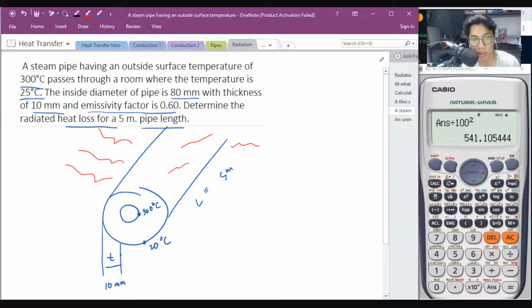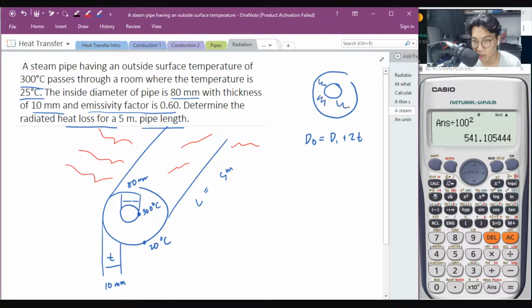Tapos, meron ang outside surface temperature, okay? Inside diameter, mula dito hanggang dito, 80 mm. Ngayon, nahanapin natin. Kung ipo-project nyo yung inside and outer diameter ng pipe, malalaman nyo na DO is equal to DI plus 2T. Hanapin natin si DO para makuha natin tong surface area nito. May surface area ng donut. Ano ba yung surface area ng donut?